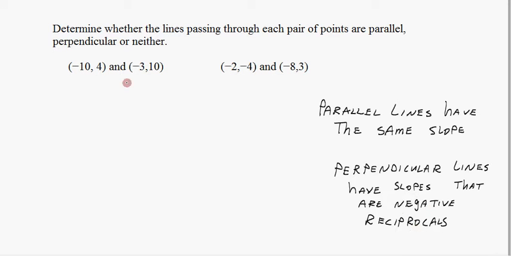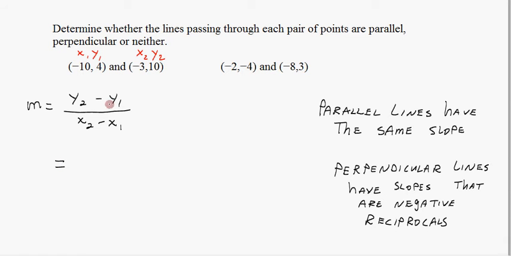So let's find the slope of each of these and see which it turns out to be. Maybe it'll be neither one of these things. So the formula for slope, recall, is y2 minus y1 over x2 minus x1. And remember we said it makes no difference which one of these is x1, y1 and which one is x2, y2. So I'm just going to label them like this.